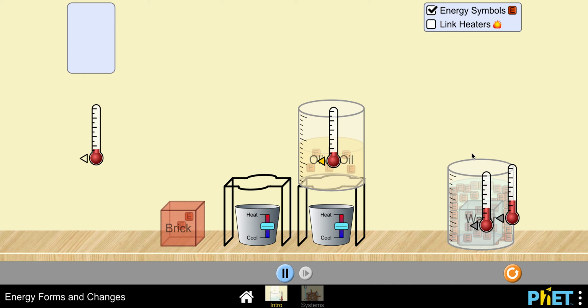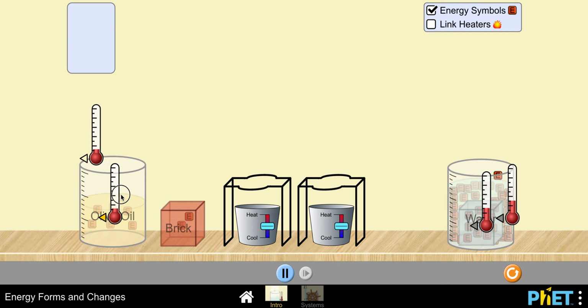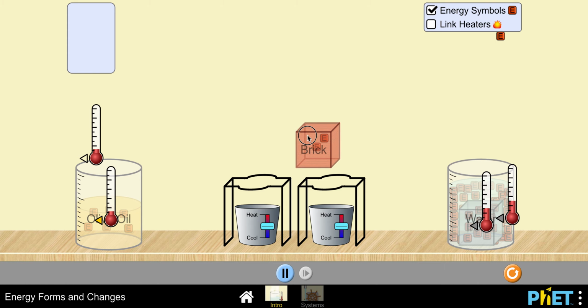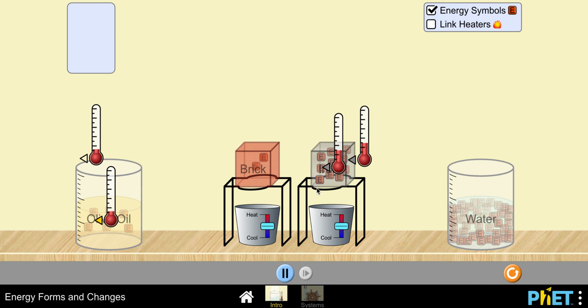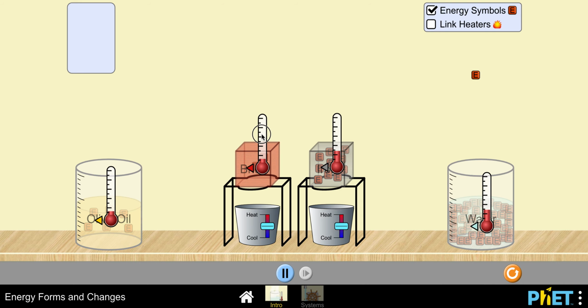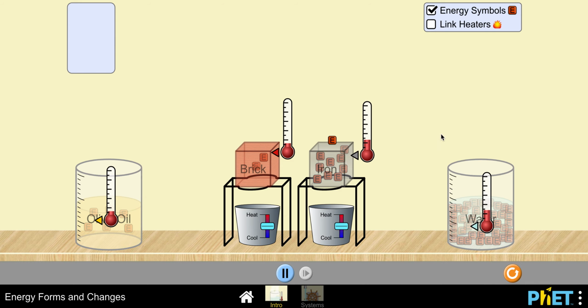And so let's show the same principle with a brick and the iron. So we can heat this up as well. Okay, now we're going to link the heaters together. Let's cool the iron down a little bit. Oh, I guess I can't link these. Let's get them to the same temperature. Let's bring this up a little bit. There we go. Okay, link the heaters, and let's watch what happens when we heat them together.